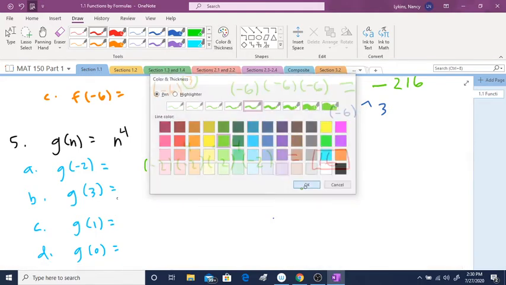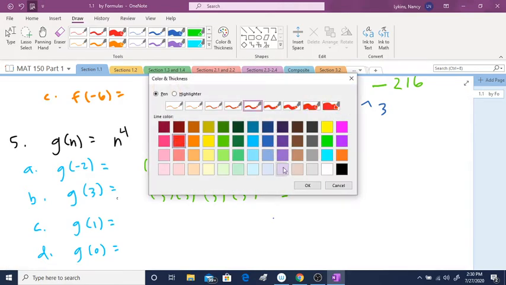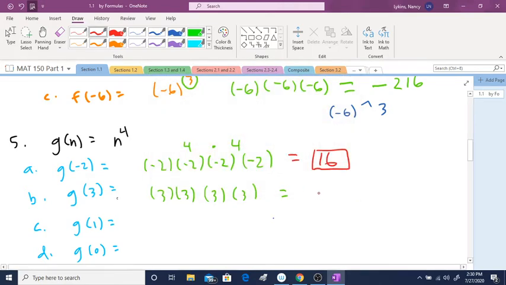Now, let's look at the 3. You've got 4 3's, and since there are no negatives, it's going to be positive. So for 3 to the fourth, we've already seen this. 3 times 3 is 9. 3 times 3 is 9. 9 times 9 is 81.